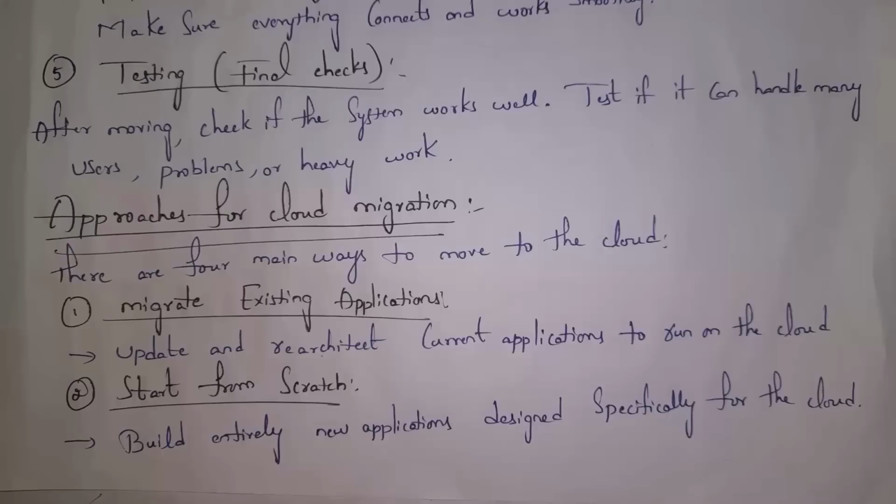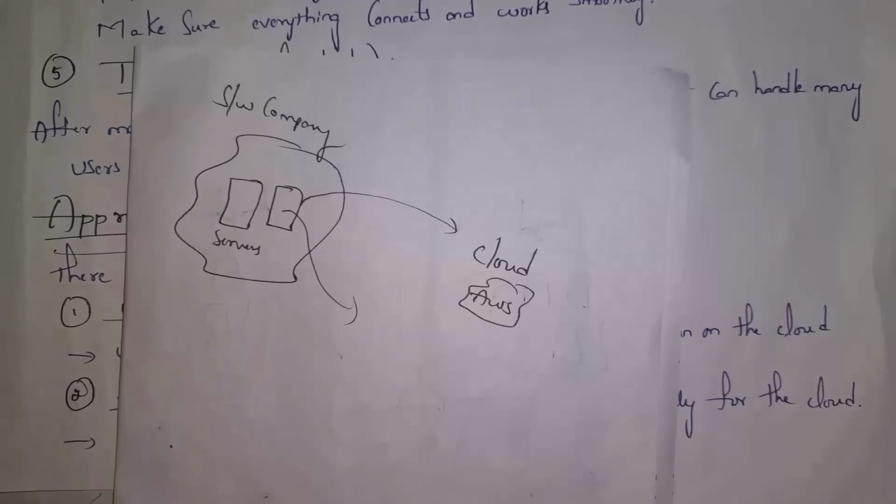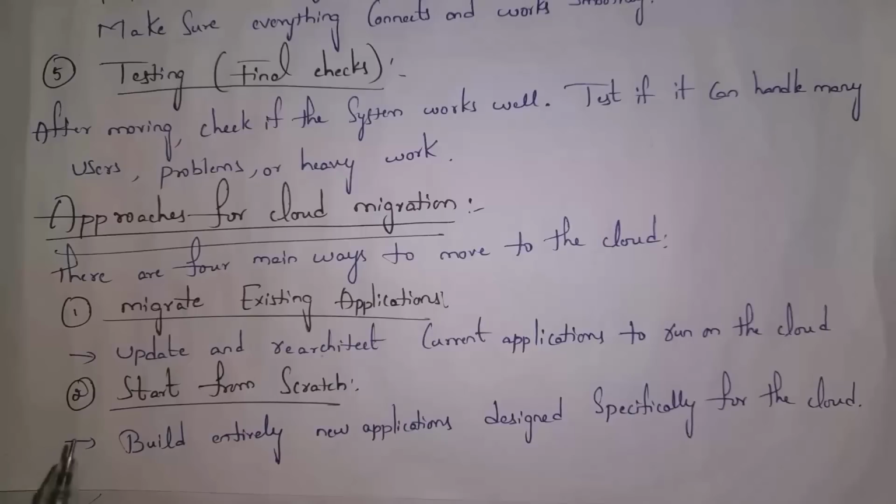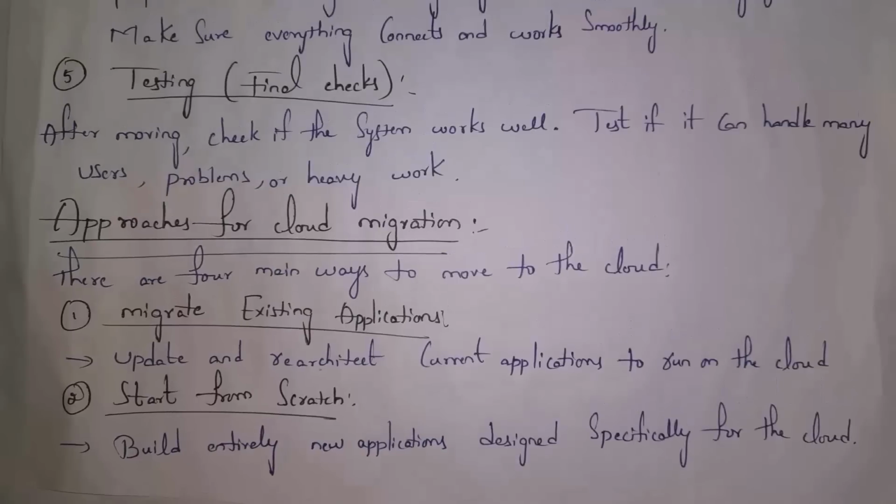And second one is start from scratch. Guys, whenever you move applications to cloud, some applications may not work entirely. At that time, you need to create new applications from starting. Build entirely new applications designed specifically for cloud. If any applications don't work in cloud, then you need to create new applications for cloud. For example, let us say I created one teaching app that is working in my system. But whenever I move that application to cloud, it is not working. So at that time, I need to create new application that will work on the cloud.